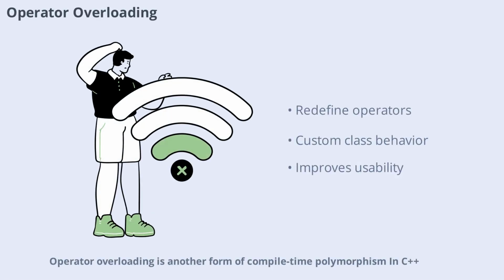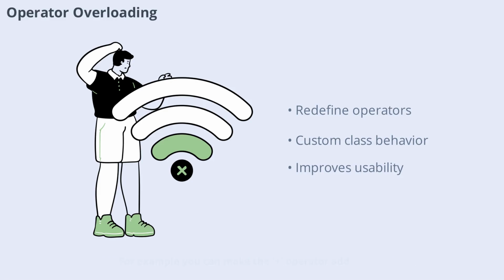Operator overloading is another form of compile-time polymorphism. In C++, you can redefine how operators like plus or minus work for your custom classes. For example, you can make the plus operator add two complex numbers or concatenate two strings. This makes your classes behave more like built-in types, improving usability and readability.